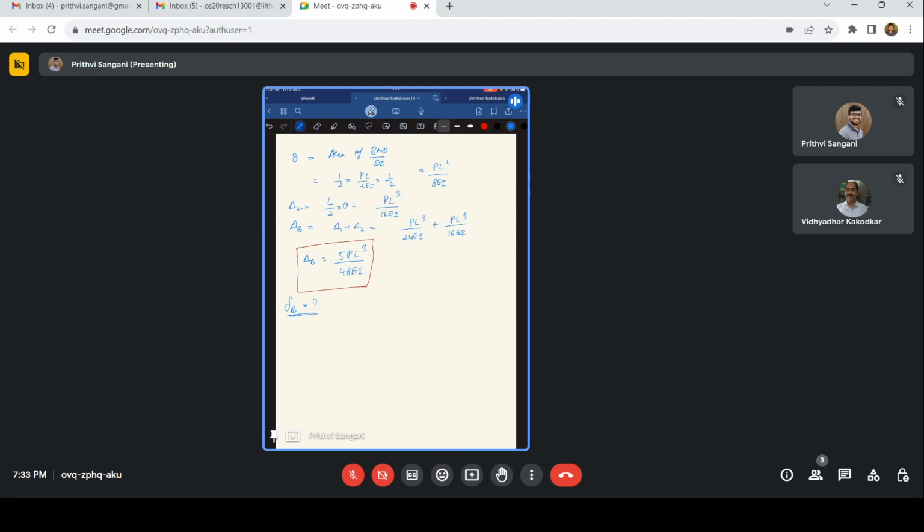What about theta B double dash? Theta B double dash is directly the area of the bending moment diagram.